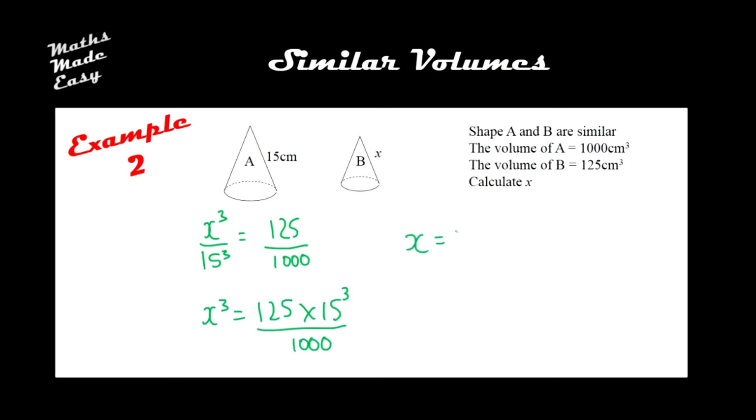And then x would equal the cube root of 125 times 15 cubed divided by 1000. So you would simply type this into a calculator and you would end up with a length of 7.5 centimeters. So the way this differs from the previous one is, rather than finding out a volume, you're finding out a length, so the cubed has to go onto the x rather than onto the other numbers. So x equals 7.5, and that looks reasonable because this is a larger length, 15, and this would be a smaller length, 7.5.